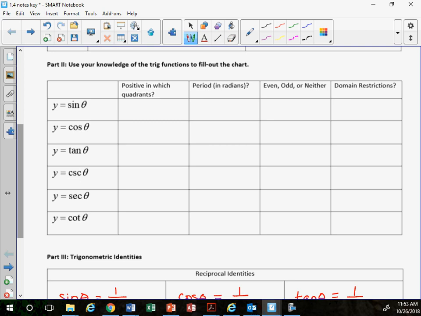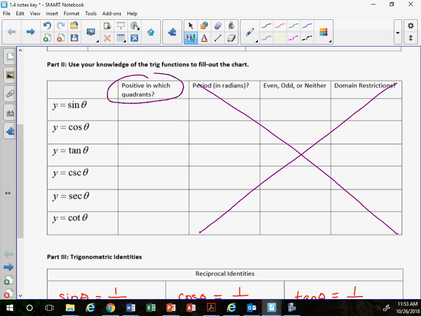What I want you to think about now, we're not doing this part of the chart today. But I do want you to do this positive in which quadrants chart. Try to fill it in, then talk to your neighbor, see if you agree. Where is sine positive? Where's cosine positive? You have 4 choices. First and second. Okay, so this is 1 and 2.